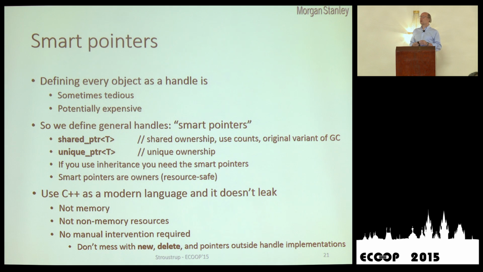If you want to, you can still deal with pointers, and you must deal with pointers if you do object-oriented programming with inheritance. So I mentioned this again. But we have smart pointers that keep track of lifetimes. A shared pointer is like an old-fashioned garbage collector, except that it gets resource release correct. The unique pointer is a similar thing, except that you only have one owner, and therefore you don't need a use count. But basically, if you use C++ as a modern language, it doesn't leak.